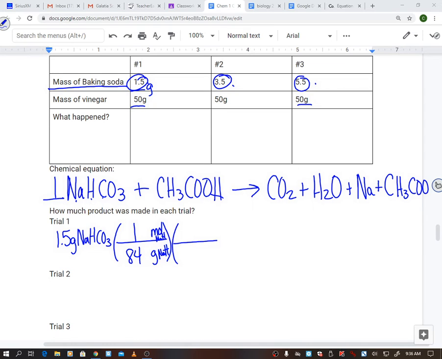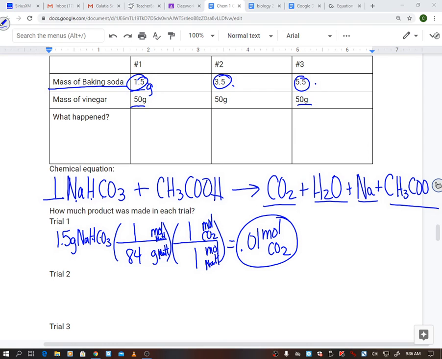Now here's the nice thing about the second step. Because I went from grams of 1 to moles of 1, I'm going to go from moles of 1 to moles of 2, and it's always something in your product. So I just picked one of these. It doesn't matter which one you pick, because they're all 1 mole. I'm going to go with CO2. So 1.5 divided by 84, that only makes 0.01 moles of CO2. So that's not a really big reaction.